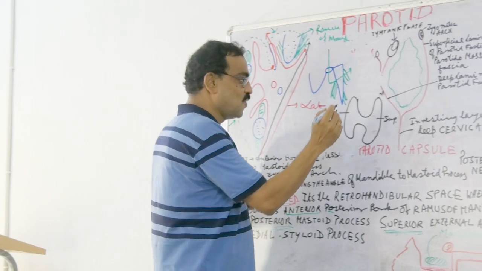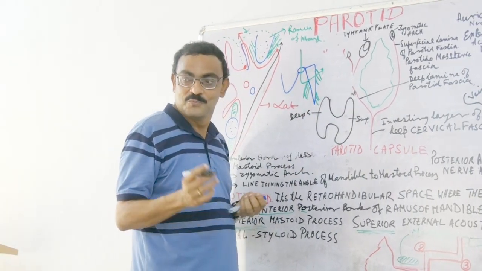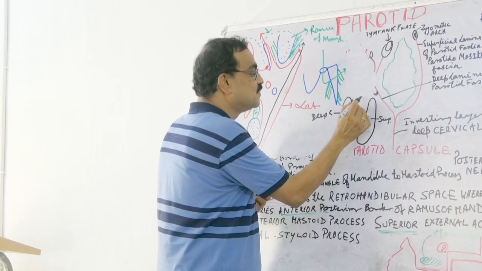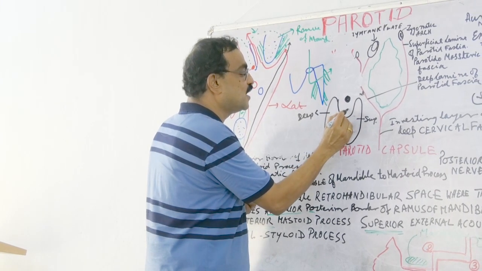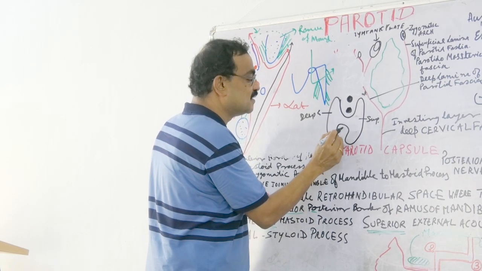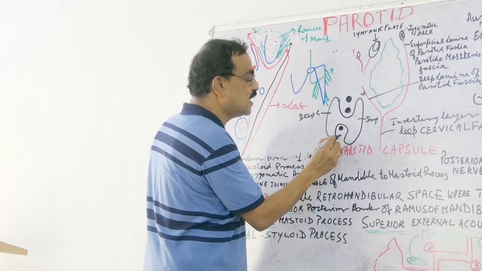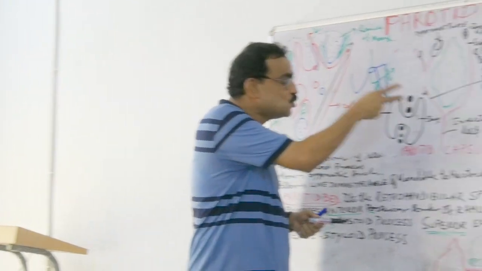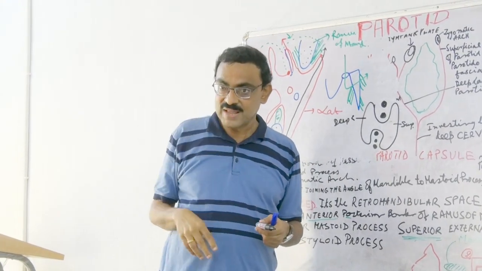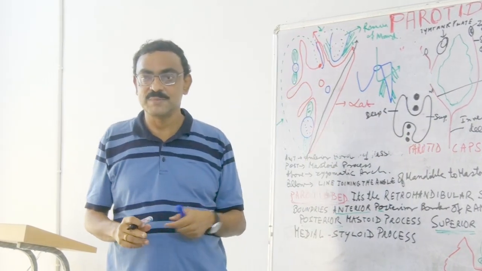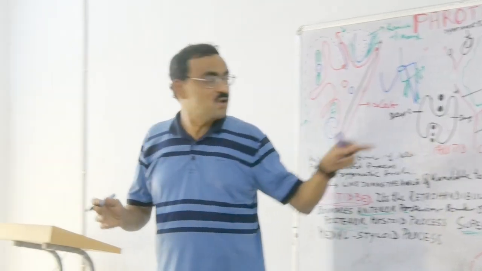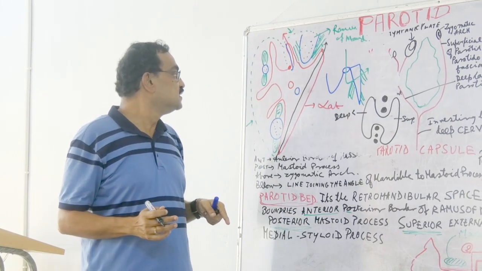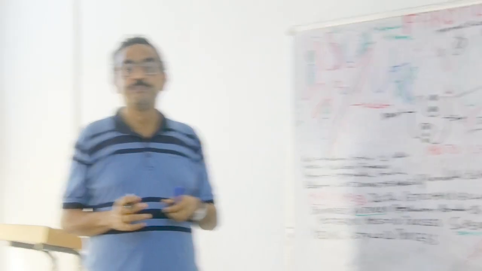So the facial nerve, what we know, there are branches. Okay. Temporal, zygomatic. Then the buccal, mandibular, and the cervical. Actually, these two constitute the upper branch, and these two constitute the lower branch. So what we can see, this is the facial nerve.